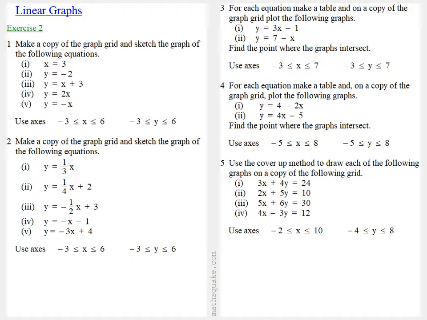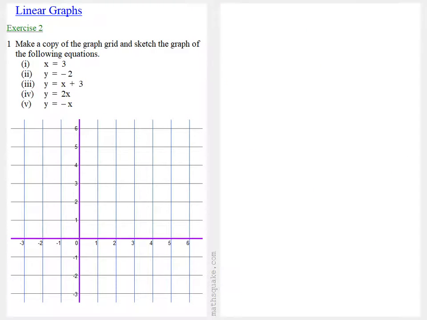Linear graphs. The following is an exercise to draw graphs of linear equations. Pause the video at this point and have a go at them yourself. When you're ready, start the video again and I'll go through the answers. Okay, let's see how they're done.